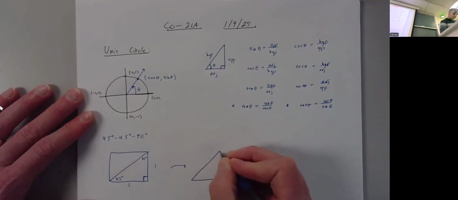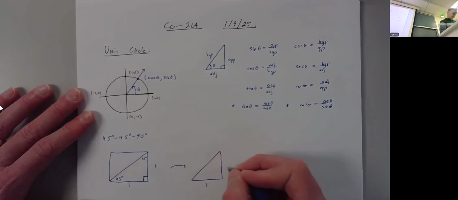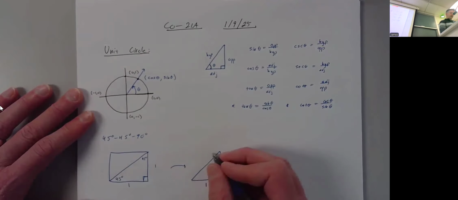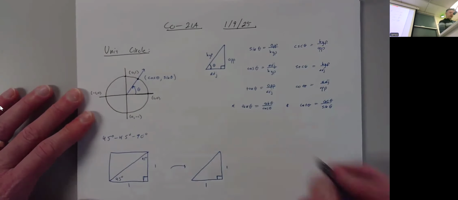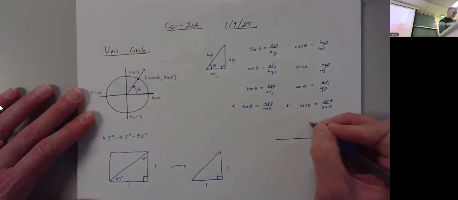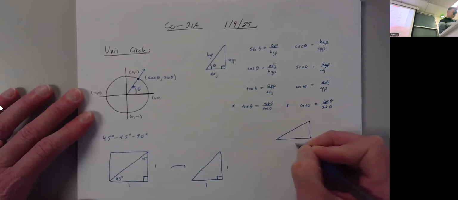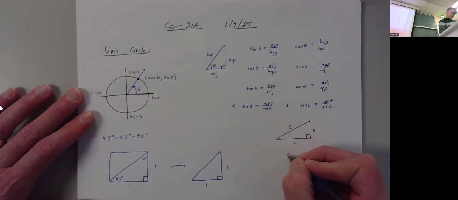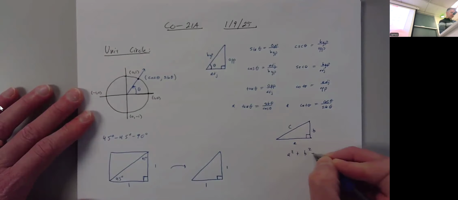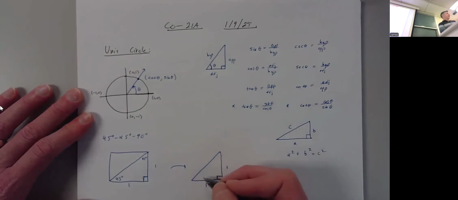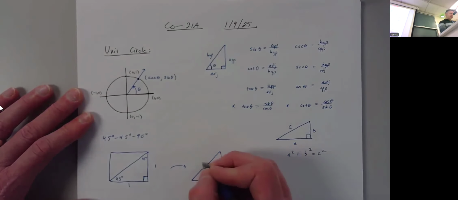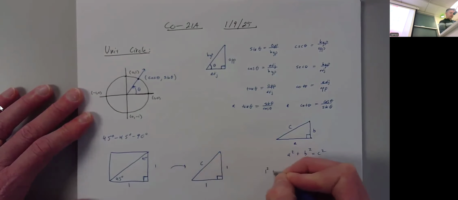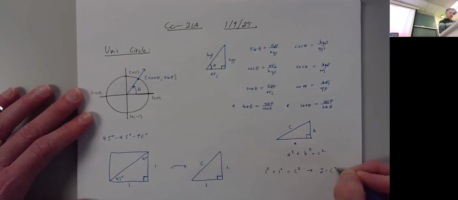We have a side length of 1, side length of 1, and then to find the hypotenuse length, we're going to use the Pythagorean theorem. As a reminder, the Pythagorean theorem says in a right triangle, the sum of the squares of the legs is equal to the square of the hypotenuse. So in this case, a squared plus b squared is equal to c squared. In this triangle, we're trying to find the length of the hypotenuse. I'm going to call it c. So we get 1 squared plus 1 squared equal to c squared, which means that 2 is equal to c squared, or c is equal to the square root of 2.